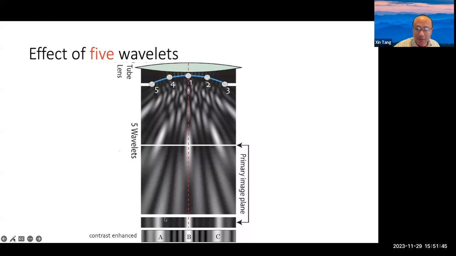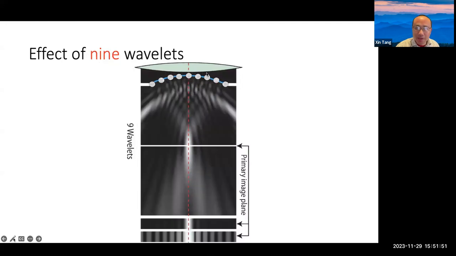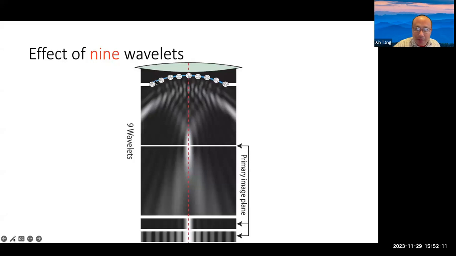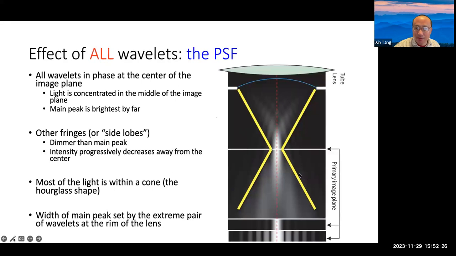That is if we use only 5 wavelets. If you increase it, if you have more, then you will find the center point, the focal point, becomes more and more stronger, brighter, and the other parts receive more destructive interference and become less. Now if you have all of the wavelets generated here and let them send out light to generate the image, then you will find something like this.